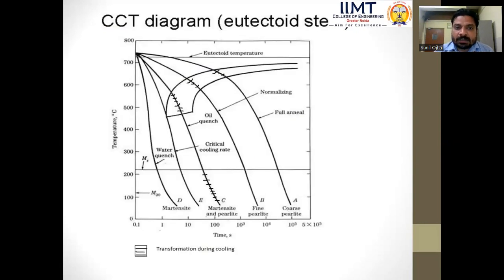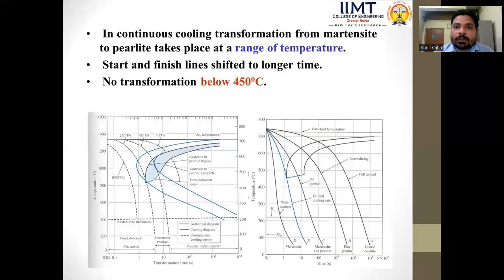As the diagram suggests, it shows these transformations: start of the transformation, end of the transformation, like water quenching for hardening, normalizing, annealing, and tempering. So these diagrams are critical. CCT diagram for eutectoid steel: in the continuous cooling transformation, the change from austenite to pearlite takes place in a range of temperature, with the start and finish lines shifted to longer times, and no transformation below 450 degrees centigrade.